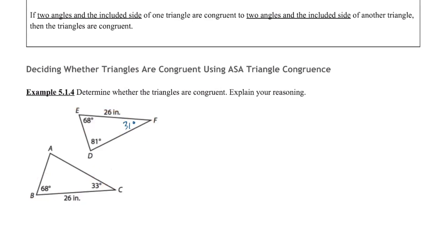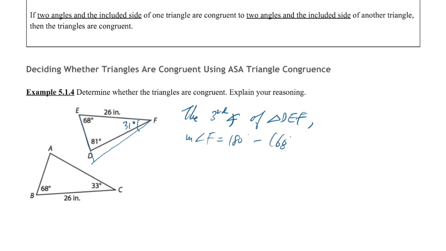If this was 31 degrees, if 33 degrees would look like this, right? If that was 33 right there, it would clearly give you a different triangle, right? So here, the third angle of triangle DEF, the measure of angle F, is 180 minus 68 plus 81, which is 31 degrees. So I'm supporting the work right there, okay?